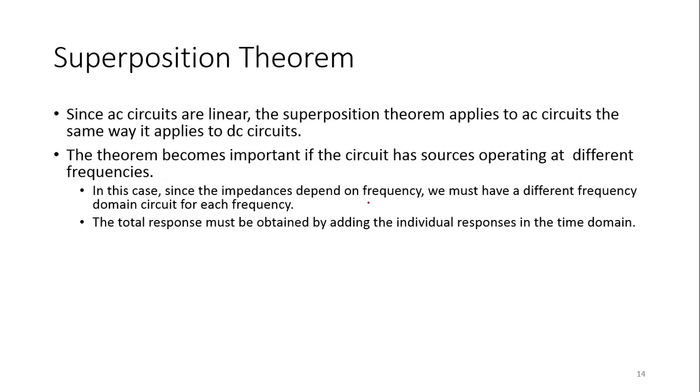Since the impedances depend upon the frequency, the impedance due to source 1 would be different, because j omega L would be j times omega 1 times L. If the frequency of the other source is omega 2, then the impedance offered by the same inductor to that source would be different because of the difference in omega. That is why we get two different sub-circuits from the single circuit having two different frequencies.